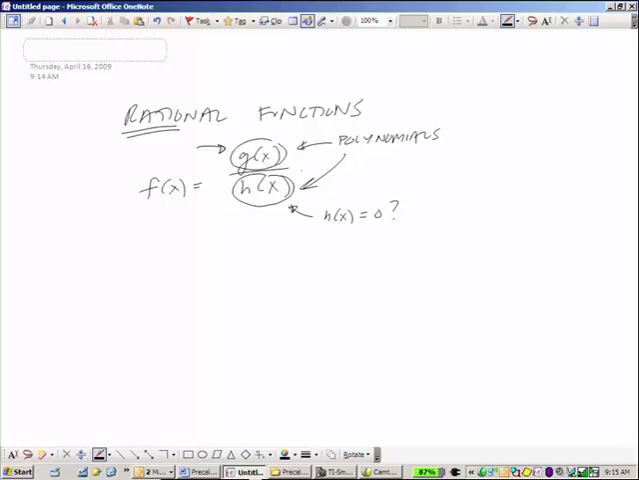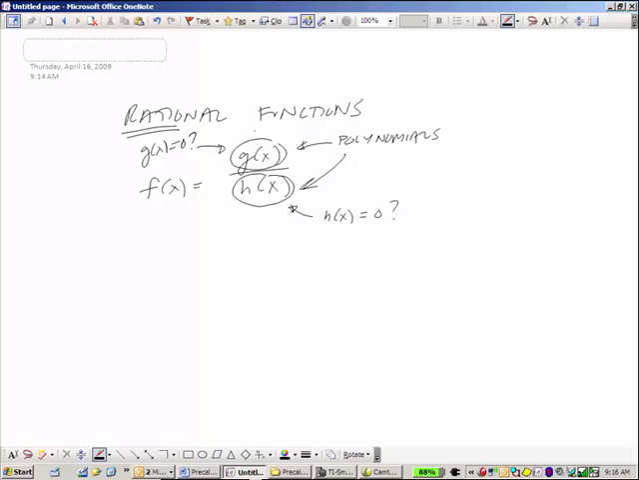0 over something. So the other question is, what happens when g of x equals 0? There's a thought that it's okay for g of x to be 0, but when h of x is 0, that leads to some problems. Another thing you can look at is the long-run behavior. What happens in the long run with a rational function?